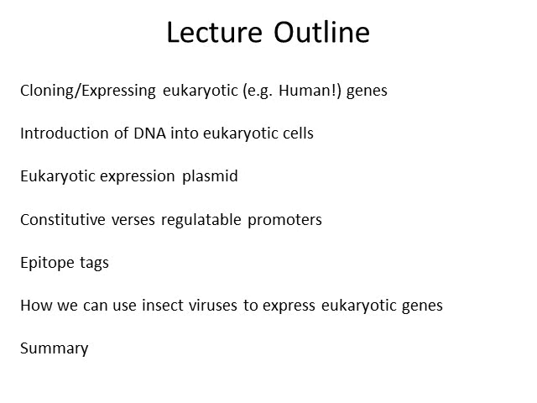And we'll finish the lecture by introducing you to another type of expression system which we can use to express human genes in human cells. And this is based on an insect virus called baculovirus. This is a really powerful system for expressing a gene of interest in large amounts in a laboratory situation. And then I'll finish by summarising the main points.